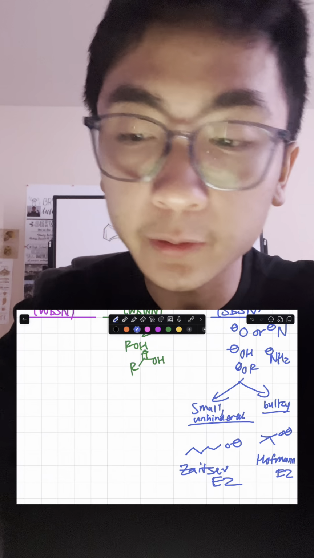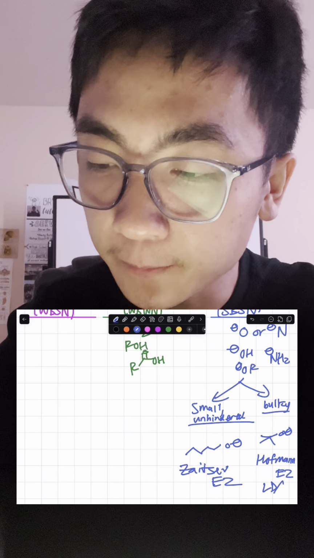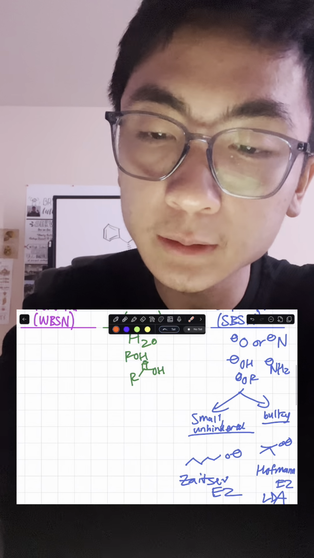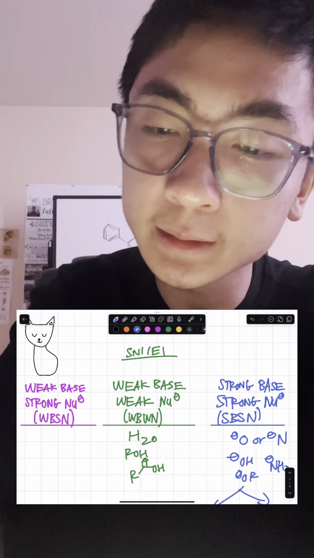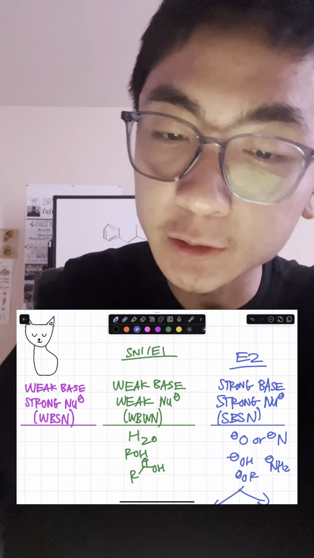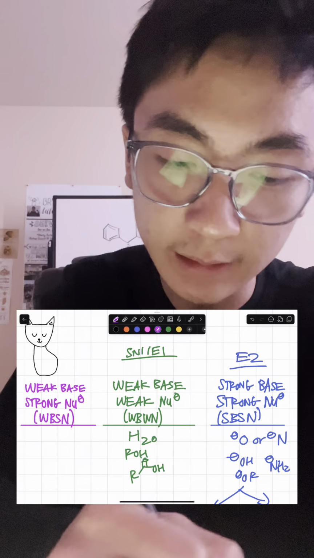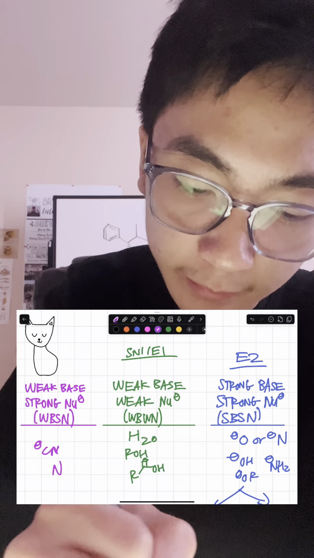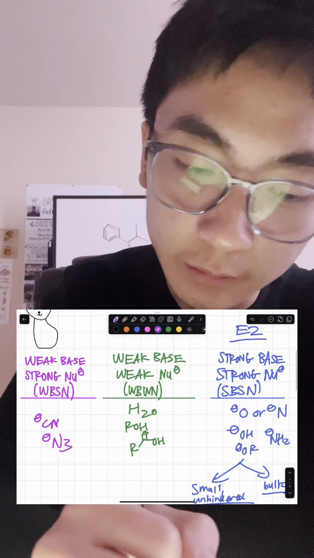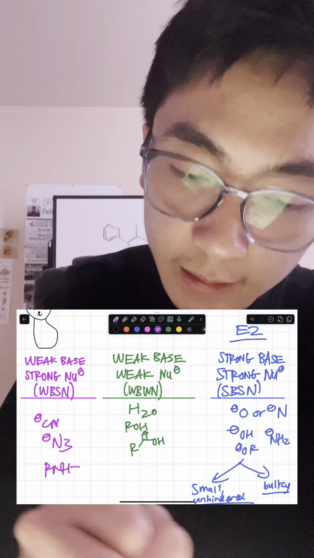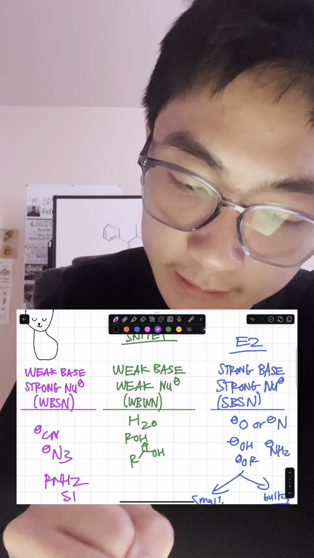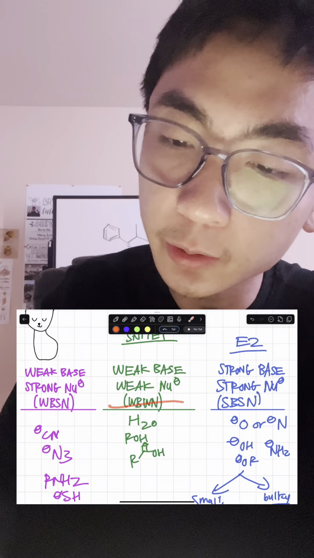So another bulky base that you might see is LDA. So those are going to be your E2 reagents with the SBSN. So for the WBSN, that's everything else, like CN minus, N3 minus, sometimes neutral amines, SH minus, everything else that is not a WBWN or SBSN.